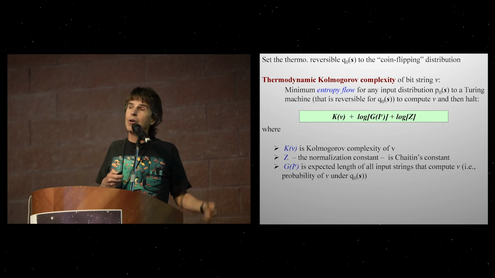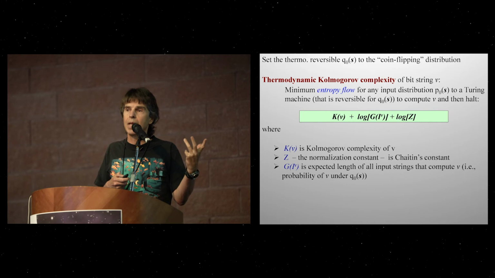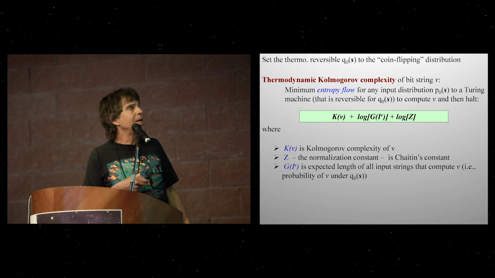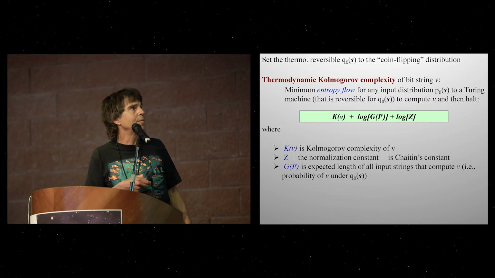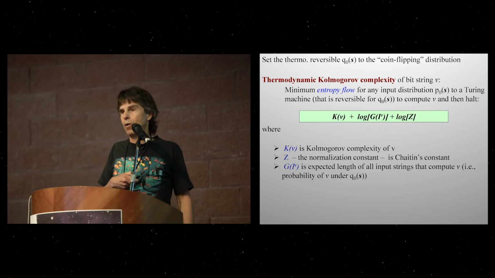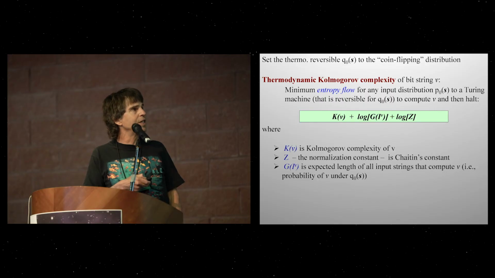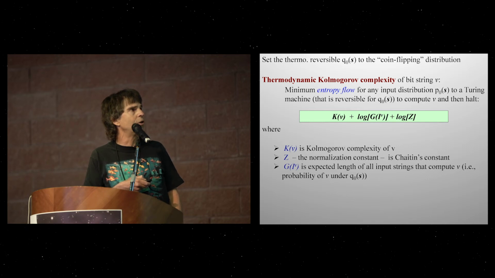Therefore, I've got no choice, but I'm going to have some irreversible entropy production. And the question is, after you take all those effects together, what is the minimal amount of entropy flow, the minimal amount of free energy I've got to dump into my Turing machine to get it to compute V and then halt? Modulo some technical details, here's the answer. You can loosely speaking view it as a thermodynamic correction to Kolmogorov complexity. This thing right here is the normalization constant of your coin flipping process. In statistical physics, of course, normalization constants are partition functions, that's why it's a Z.